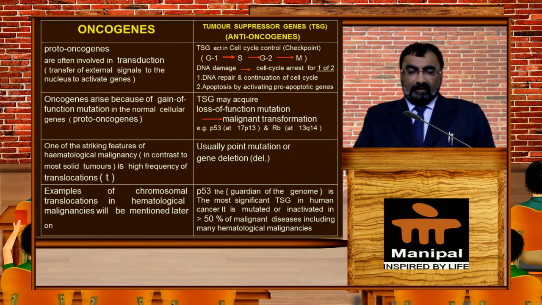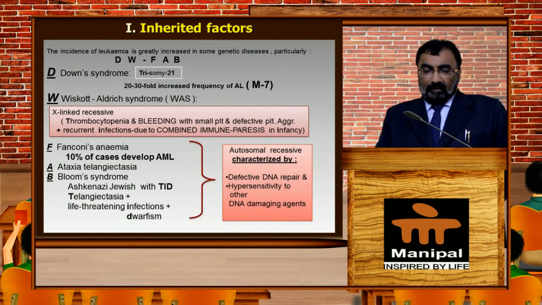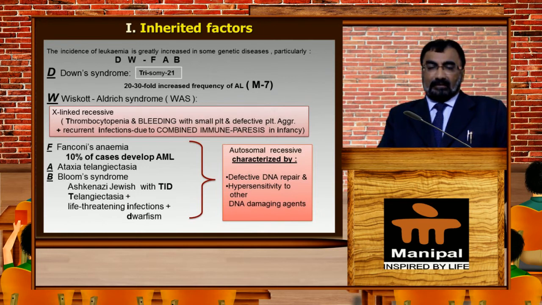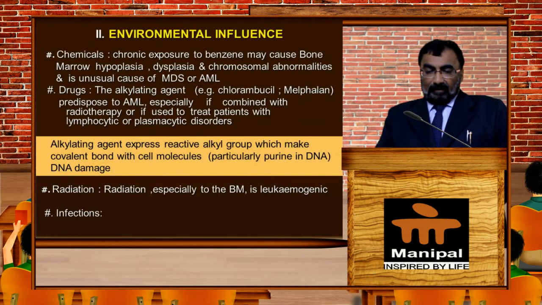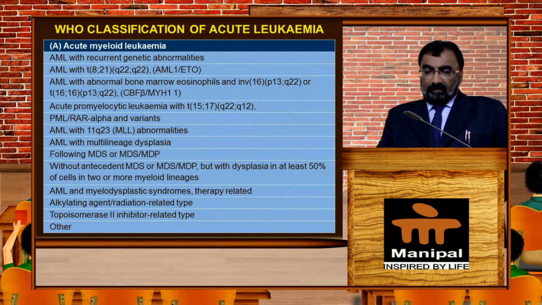There are certain inherited factors. Patients who have genetic abnormalities like Down syndrome, trisomy 21, Wiskott-Aldrich syndrome, Fanconi's anemia, ataxia telangiectasia, and Bloom syndrome are all more associated with these hematological malignancies. The environmental factors, which we have already discussed, are chemicals, drugs, radiations, and also infections which have been identified. Let us go a little bit into the WHO classification. There is another classification, the FAB classification, which I will go into later.